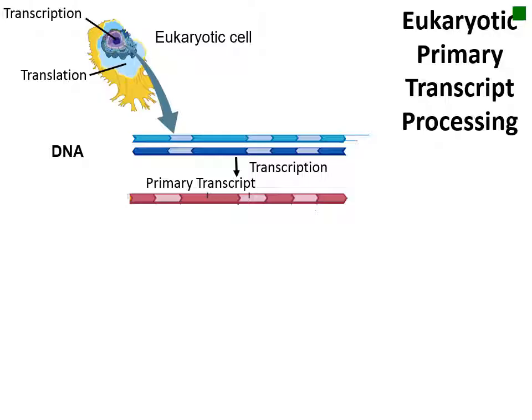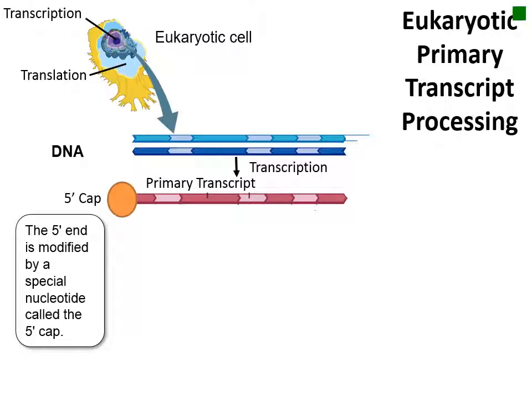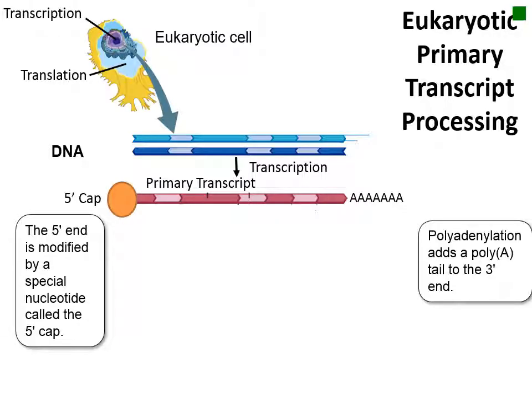The first step of RNA processing is that the 5' end of the primary transcript is modified by adding a special nucleotide called the 5' cap. Next, the 3' end of the transcript is modified by the addition of a poly-A tail, a long string of adenine nucleotides. The 5' cap and poly-A tail allow the RNA to leave the nucleus and protect it from being degraded so it can be translated.